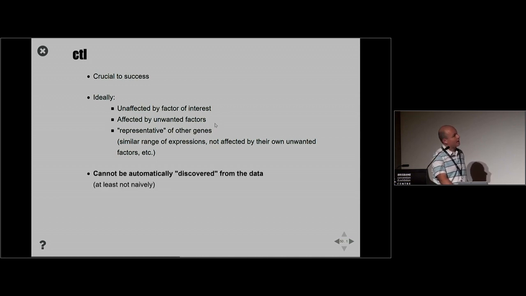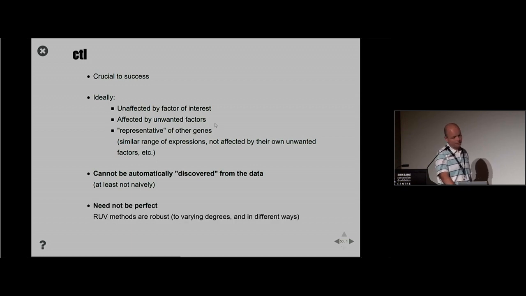Okay? And I said this earlier, but I want to say it again. Negative controls can't be automatically discovered from the data, at least not in any sort of naive way. You can't just go through all your genes and look to see which of them are uncorrelated with the factor of interest and call those negative controls. Again, the reason is it's entirely possible that negative controls are and should be correlated with your factor of interest. That will happen whenever the unwanted factors themselves are correlated with the factor of interest.